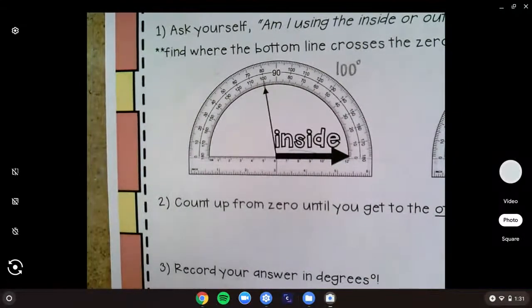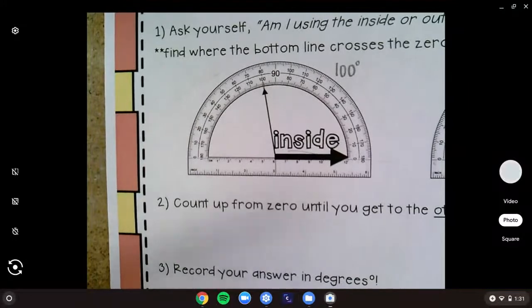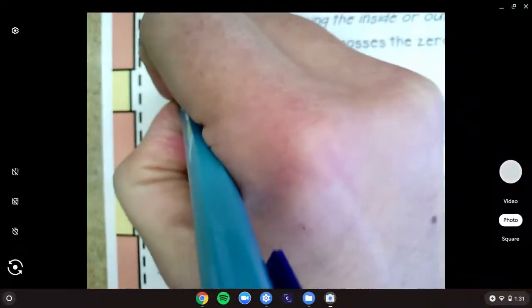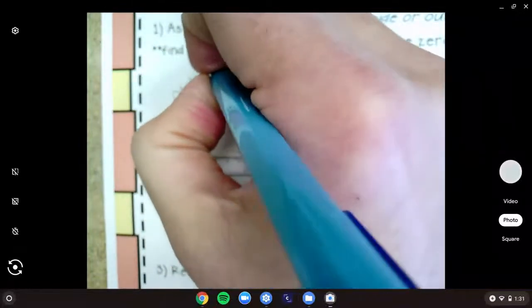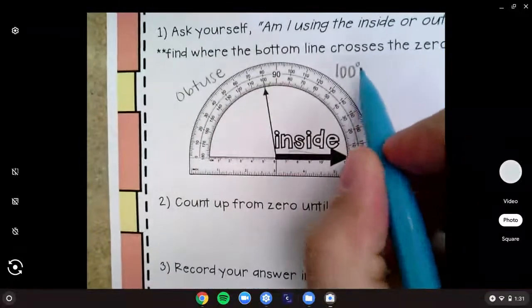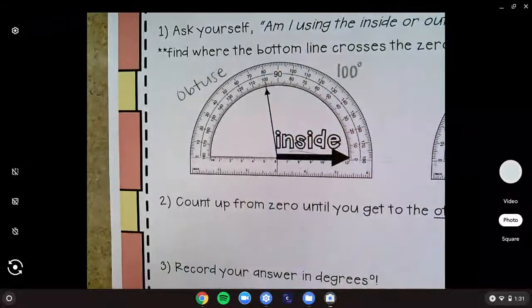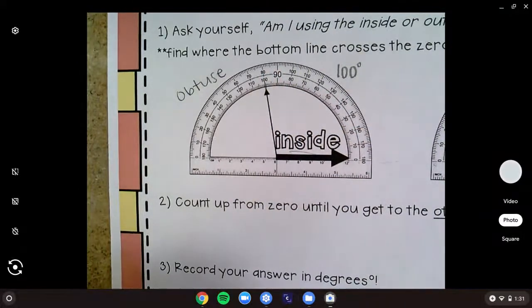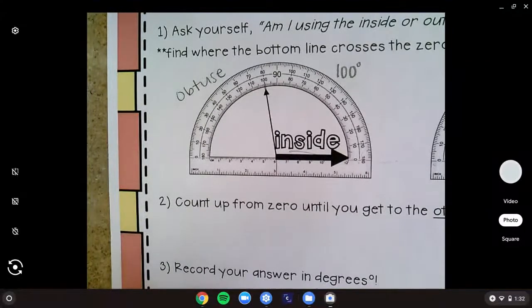Now I think through my kinds of angles that I know. Looking at this one, I'm thinking in my head, this is obtuse. So that makes sense that it's 100 and not 80. Because if it was 80, that's smaller than 90, which is smaller than a right angle, which would make it acute. So it makes sense that this angle is obtuse.